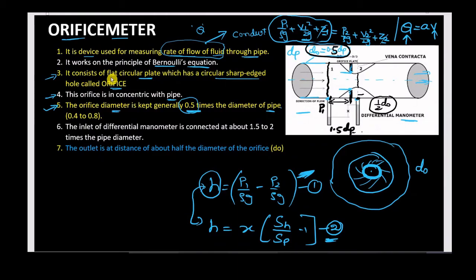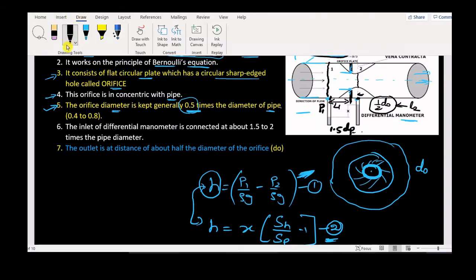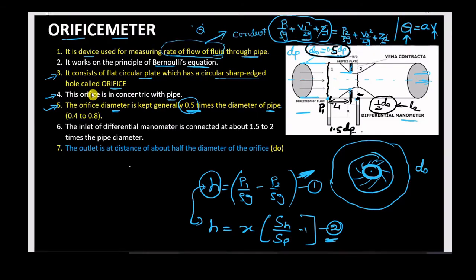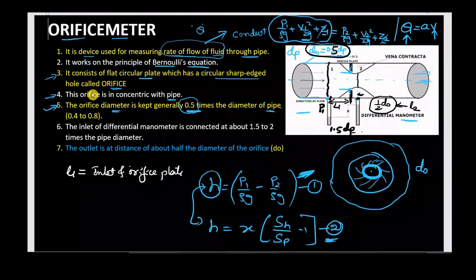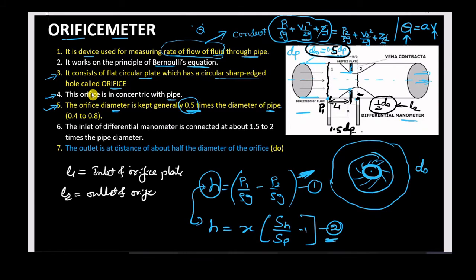Understood? This I will take as L2. You take this as L1. This you take as L2. Okay, dear students, now I will write once again to avoid confusion. What is L1? L1 is the distance between the inlet section and the orifice plate, or orifice hole, you can use either word. And L2 is the distance between the outlet section and the orifice plate.